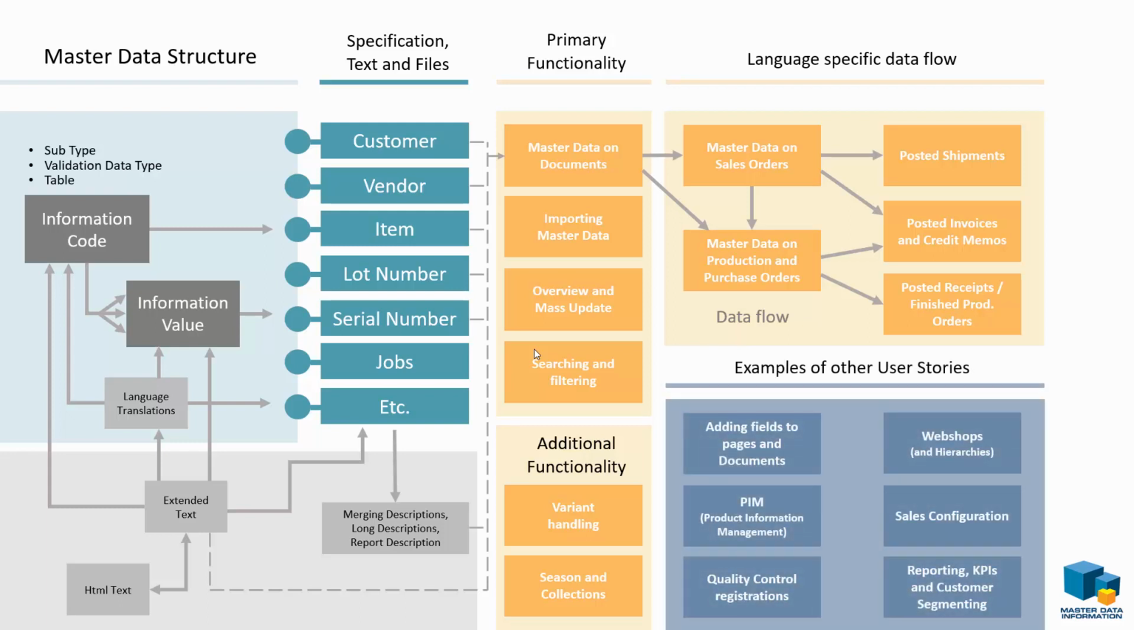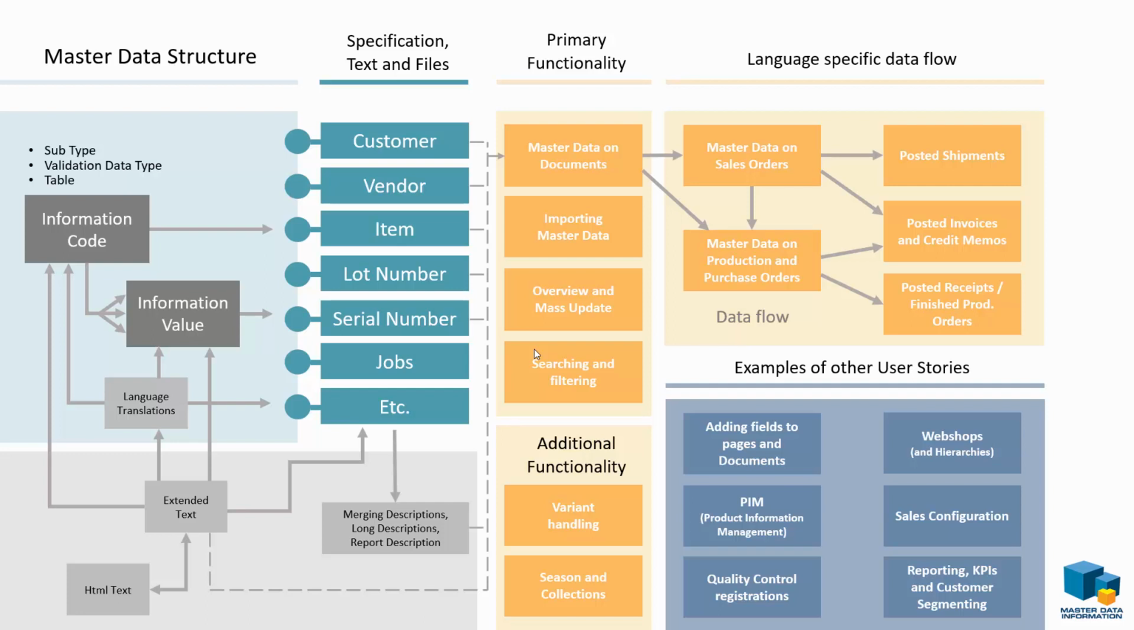With this functionality, you can solve many different user stories. The first, most obvious one would be to add fields to pages and documents. So adding directly to pages is used by the replicate functionality that we introduce. It's like adding a new field to an item, customer and vendor. So if you want to add fields, you can do so without doing any code corrections.